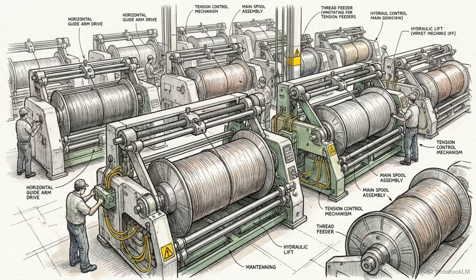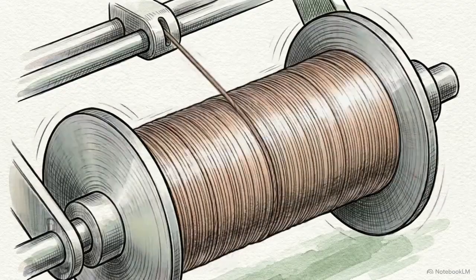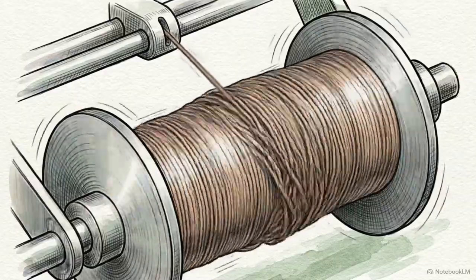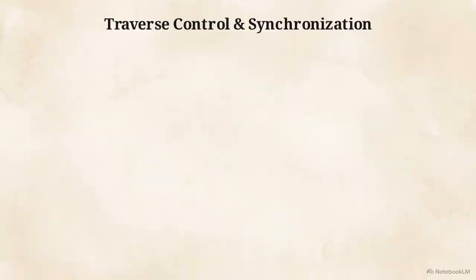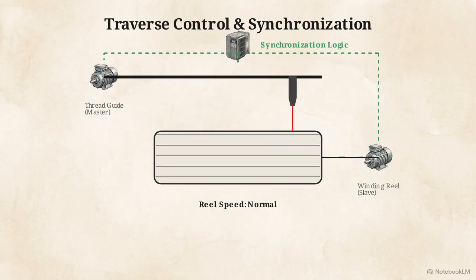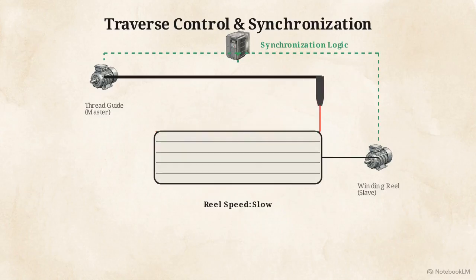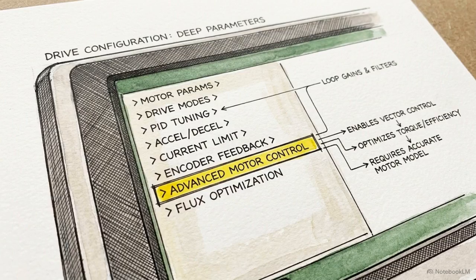In textile winding, the stakes are higher. If the thread guide and the reel spin independently, the thread will quickly pile up in the center and jam the machine. This requires a thread guide motor to move back and forth in perfect synchronization with the speed of the winding reel. We solve this in the Application Functions menu.